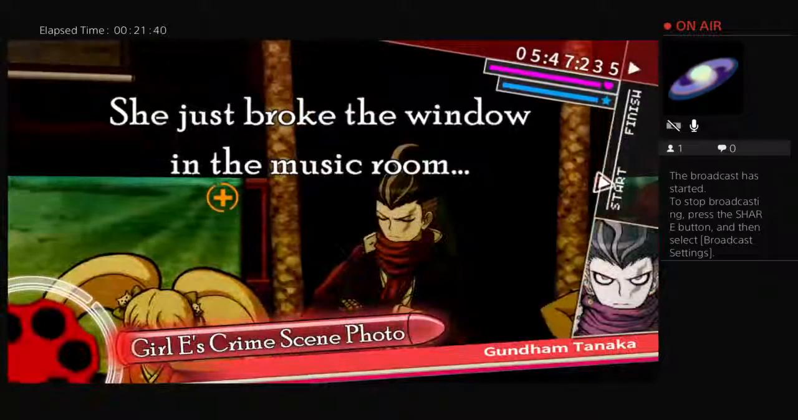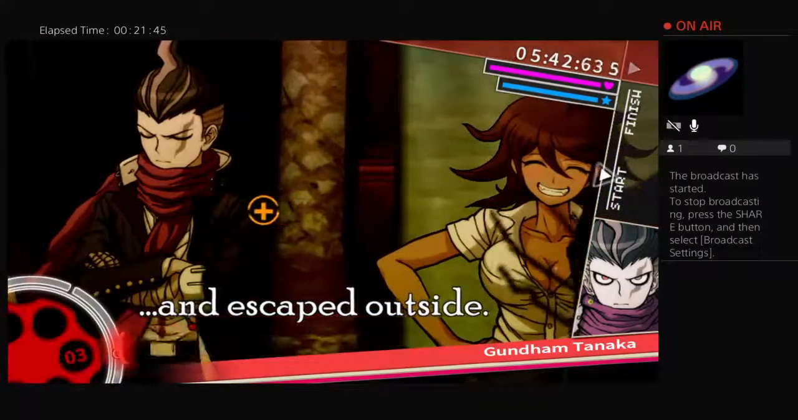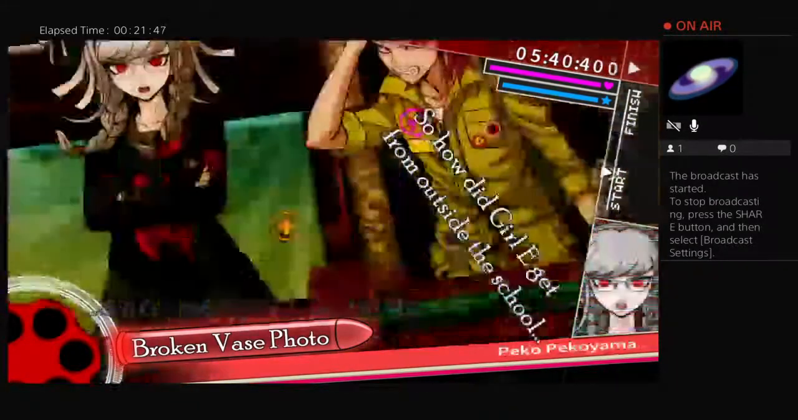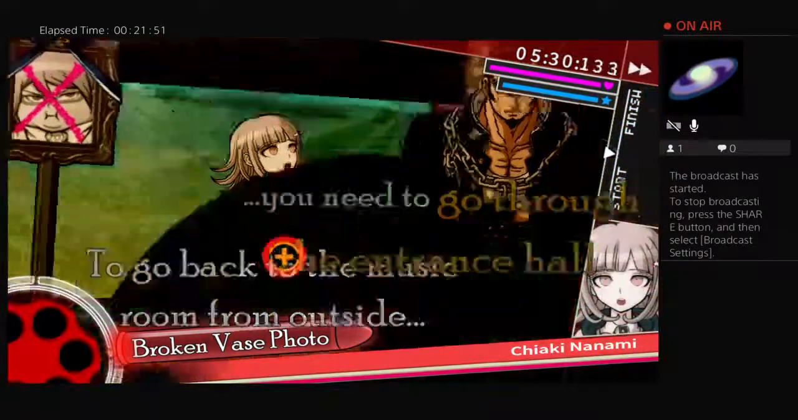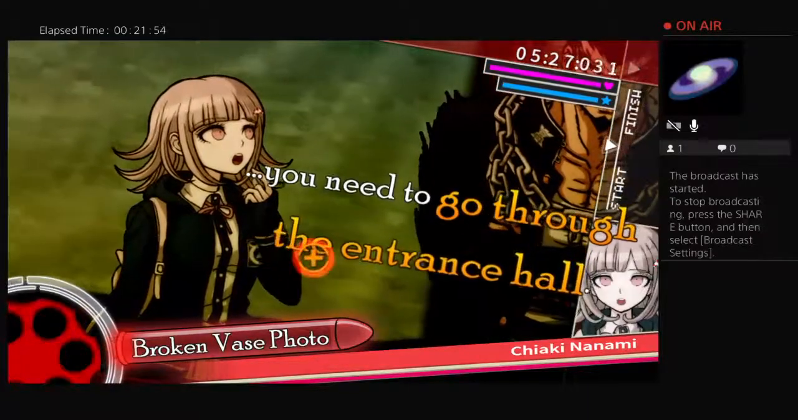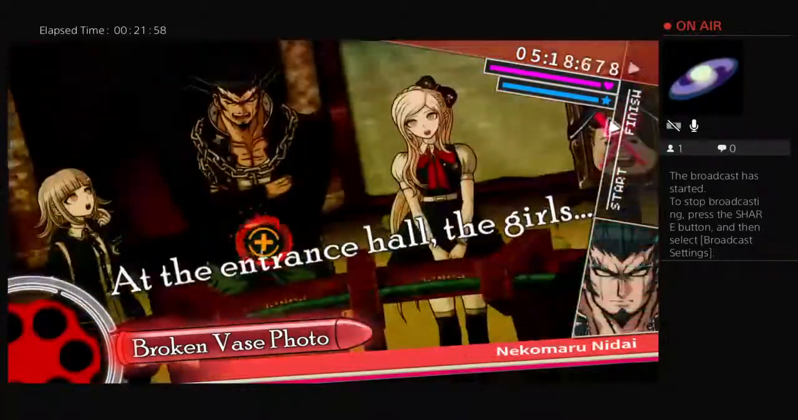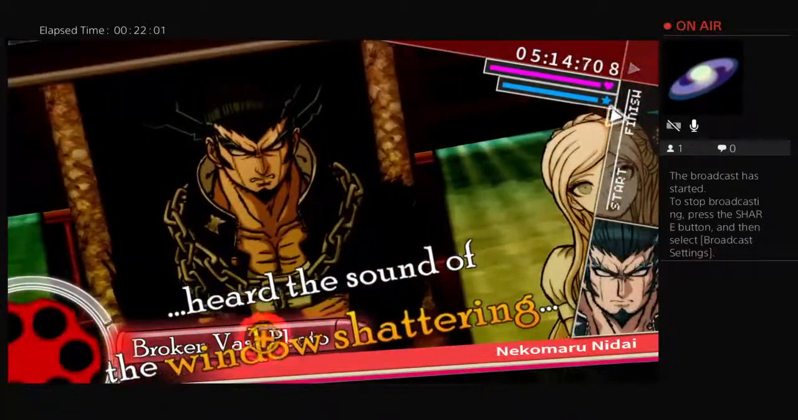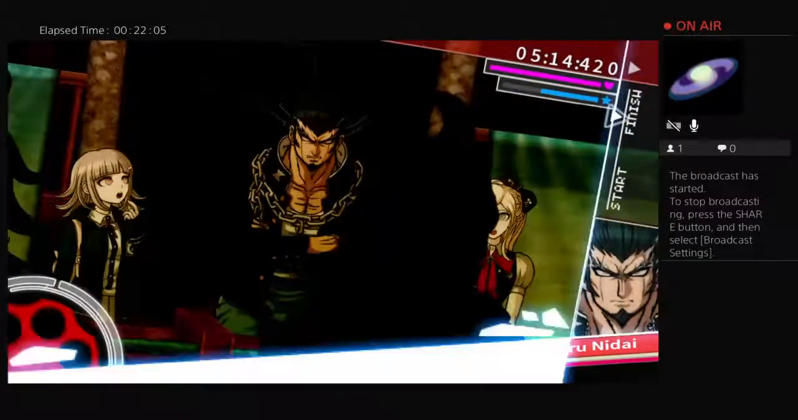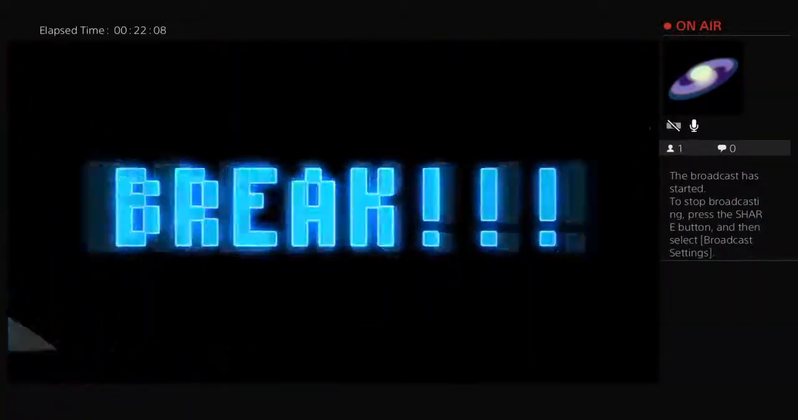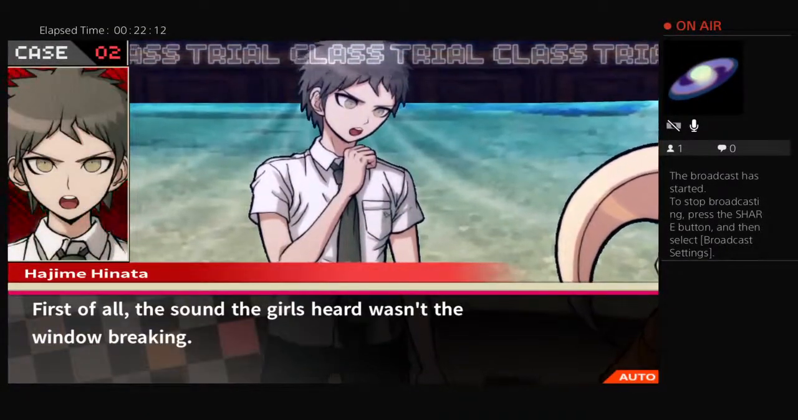She just broke the window in the music room and escaped outside. So how did Girl E get from outside the school to the front of the music room? To go back to the music room, you need to go through the entrance hall. Plus, at the entrance, the other 4 girls should have been there. At the entrance hall, the girls heard the sound of the window shattering. No, that's wrong! First of all, the sound the girls heard wasn't the window breaking.